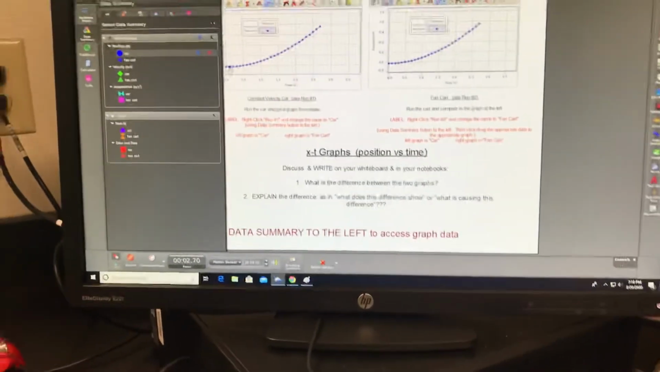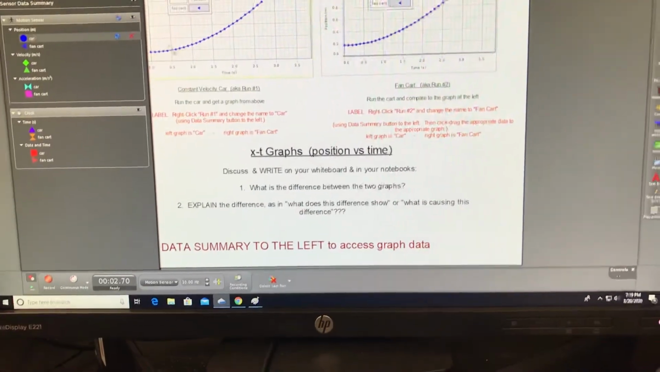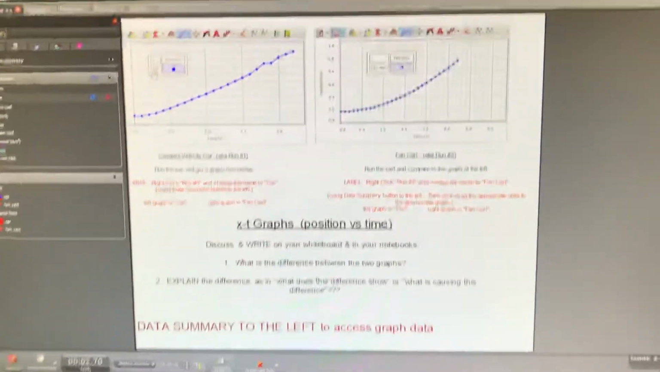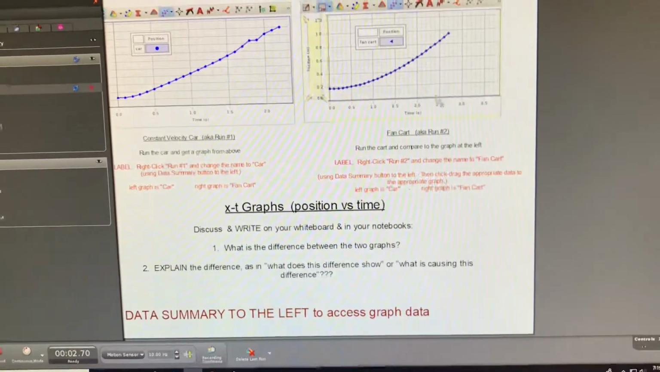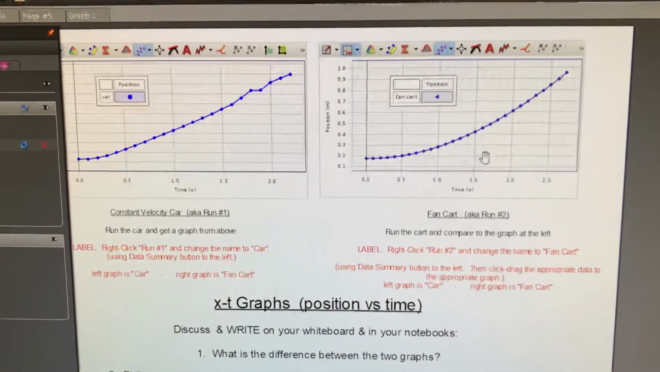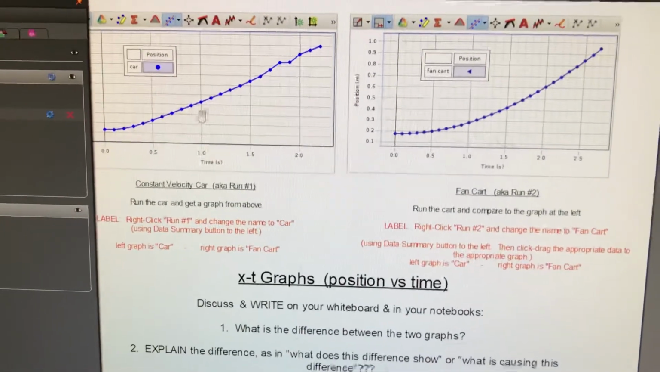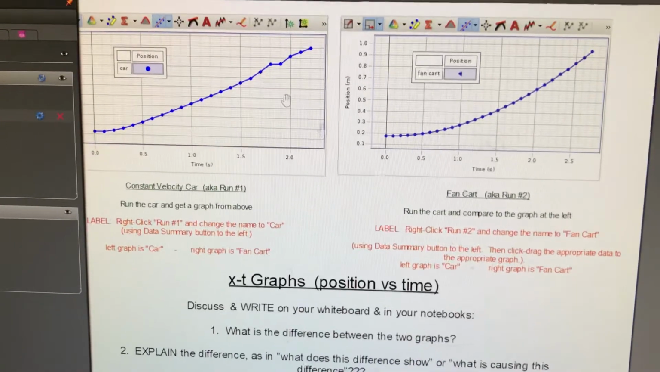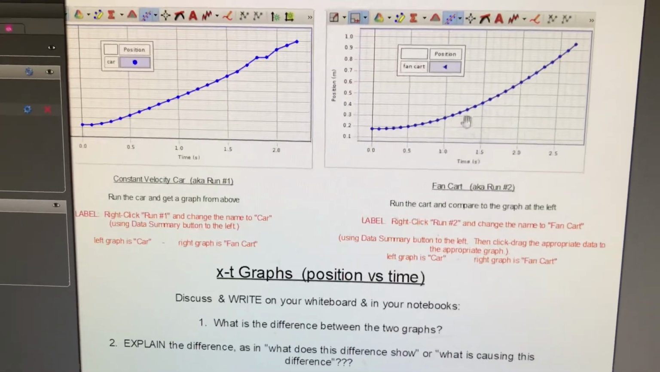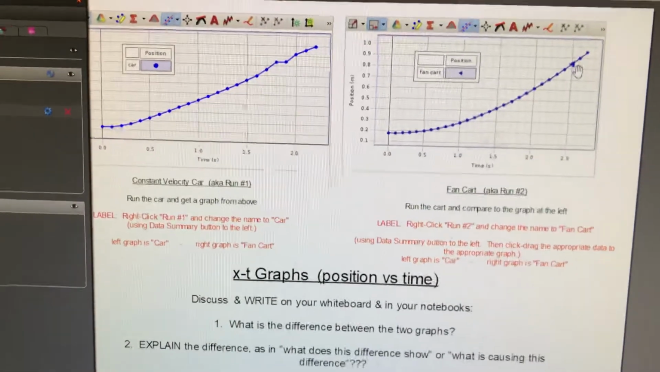So this is what's called the position versus time graph. And I'll put the car on the left. So it says car now. And I'll put the fan cart on the right. It already said fan cart. So I got the car versus the fan cart. And hopefully you can see the difference right there. That's pretty big. The car was going at constant velocity, so it's a straight line. And the fan cart is going at an accelerating rate. And so it's actually an upward curve. Yay, so far so good.